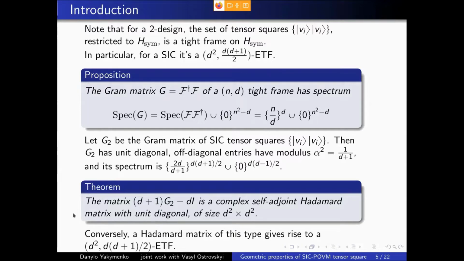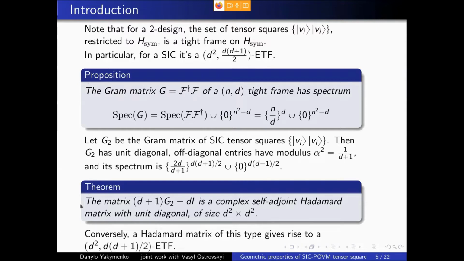Right, and two things to note. First of all, this is true not just for SICs, for SIC-POVMs, right? We can just start from any ETF of this type, and the same, and take just its Gram matrix, because the modulus will be the same anyway.